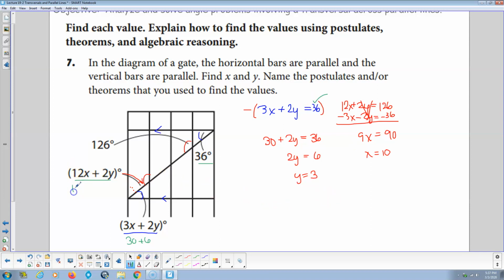And then 12x plus 2y. So 12 times 10 is 120. Plus 2y. y is 3. 2 times 3 is 6. 120 plus 6 is 126. Bam, that checks. I'm pretty sure that's it. x is 10, y is 3. Bada bing, bada bang, bada boom.